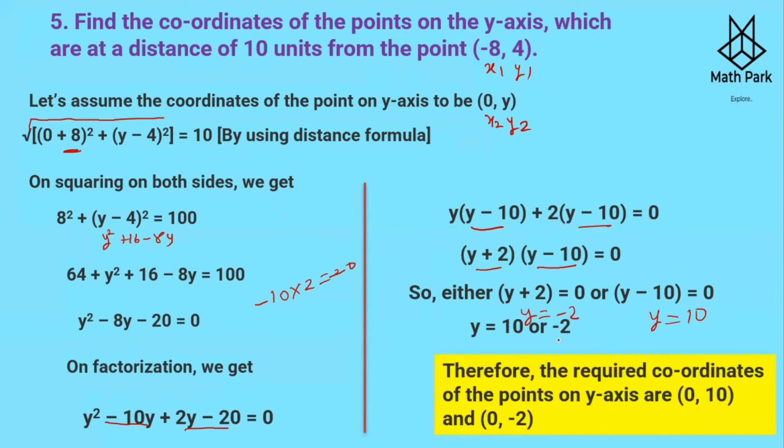So the required points are going to be, now this is your point (0, y), right? In place of y, I'll put 10 and −2. So the points on the y-axis are (0, 10) or (0, −2).